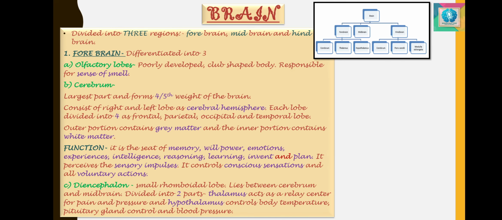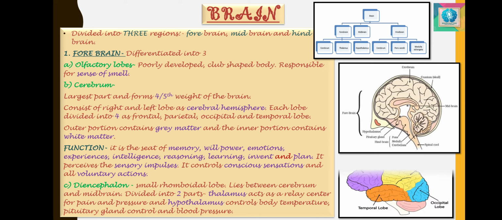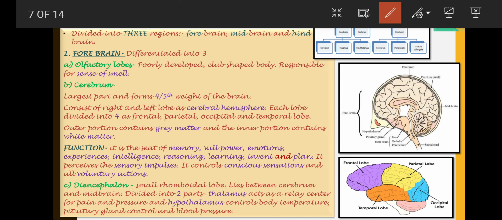Brain. The brain is mainly divided into three main parts: the forebrain, midbrain and hindbrain. So we are going to discuss these three parts one by one. The first one is the forebrain. The forebrain is further divided into three parts: olfactory lobe, cerebrum and diencephalon. The first one is the olfactory lobe.